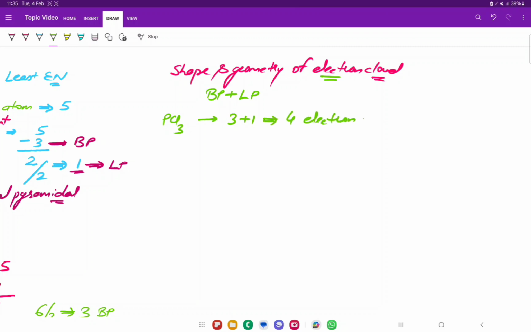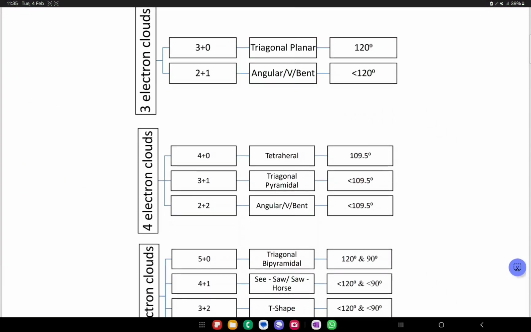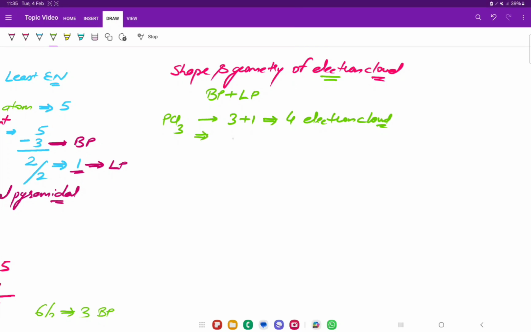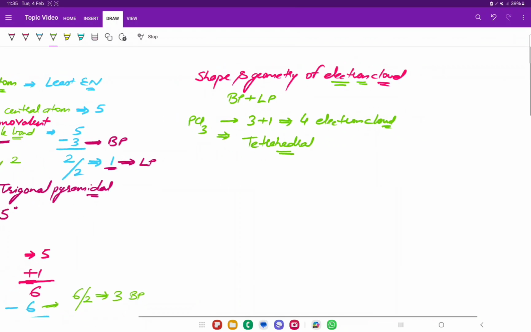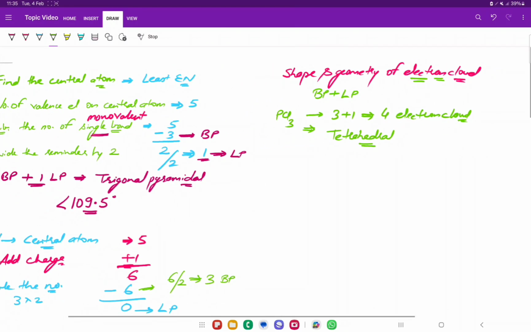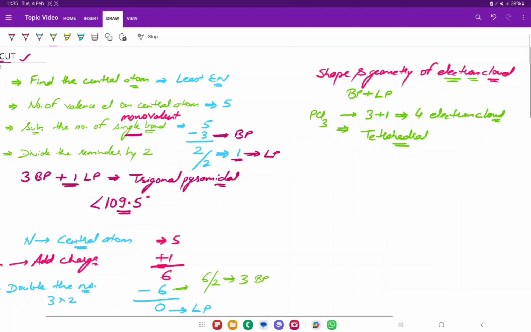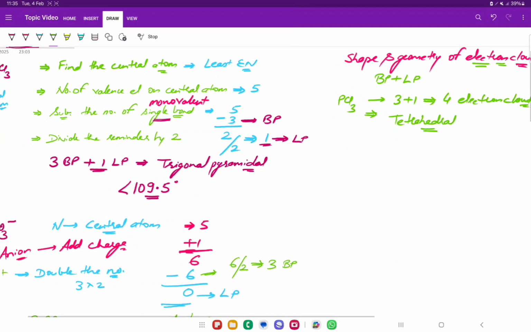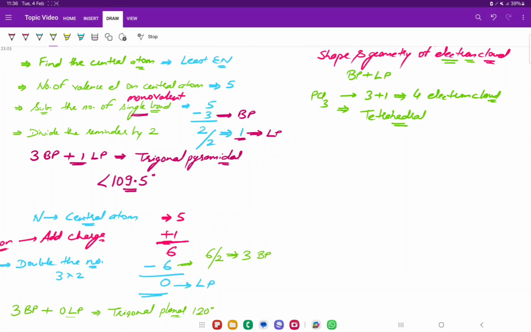And for 4 electron clouds, as per our VSEPR theory, what should be the shape and geometry? Regular shape and geometry is tetrahedral. Bond angle 109.5. Thus, the shape and geometry of PCl3 is tetrahedral in terms of electron clouds. So if they ask you what is the shape and geometry of a molecule in terms of electron clouds, irrespective of the bond pairs and lone pairs, you have to calculate the total number of electron clouds, and the regular geometry of that total number of electron clouds as per VSEPR will give you the shape and geometry of the electron clouds of that molecule.